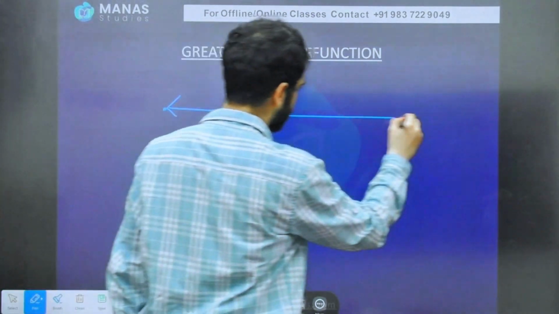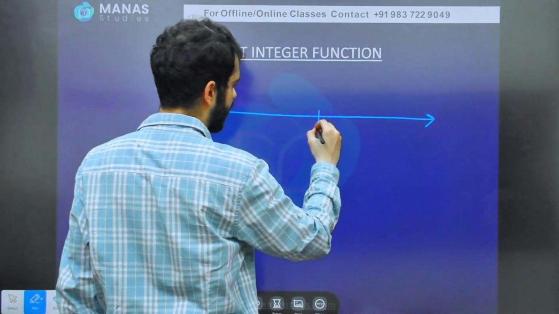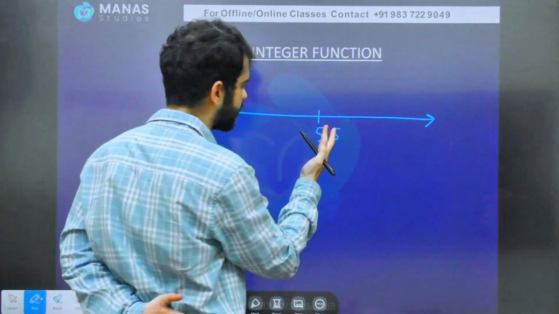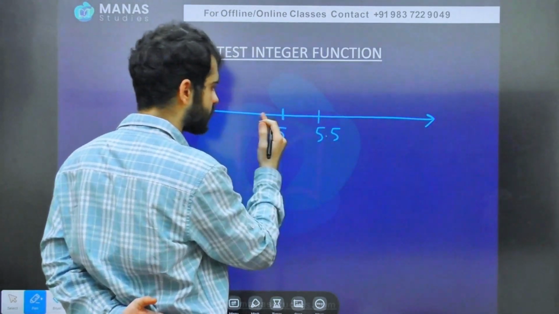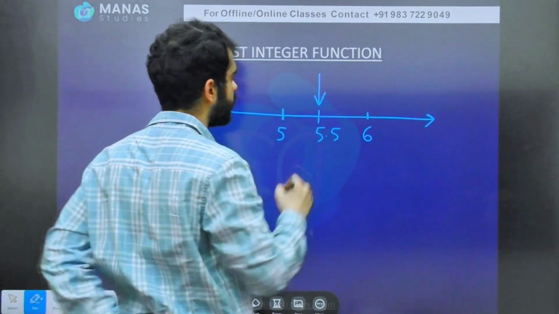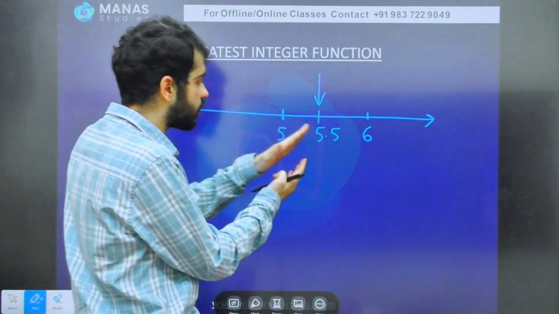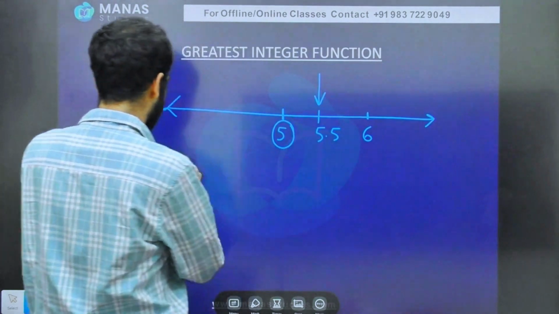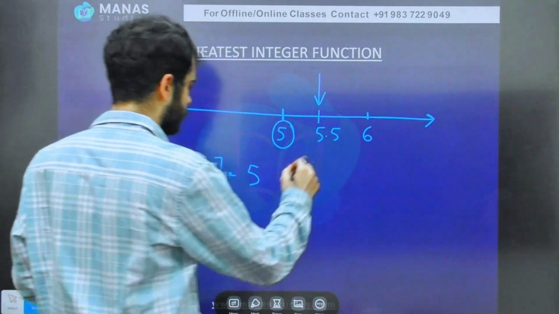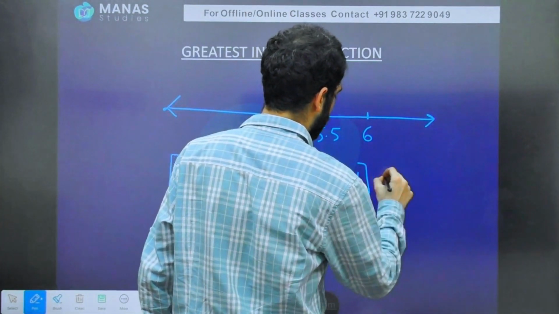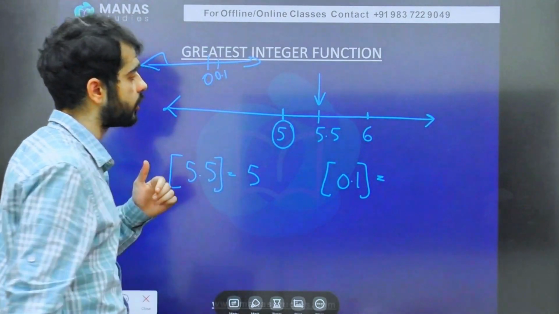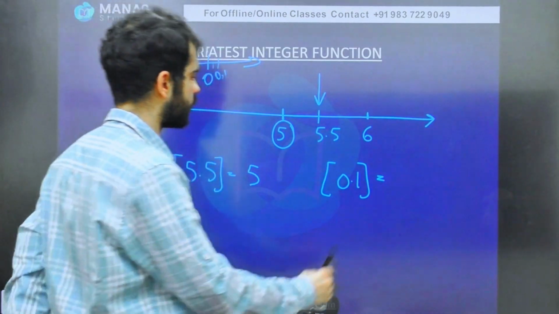To visualize what I just said, let's look at the number line. If I have a number 5.5, now I have to figure out the greatest integer up till this number. Then the greatest integer on this number line before this number is 5, and the integer after this number will be 6. So the greatest integer, that is the integer on the left hand side of this number, is 5. So the greatest integer of 5.5 will be written as 5. If I'm talking about another number which is 0.1, on the number line we have 0, and here I am going to have 0.1. So the greatest integer on the left hand side of 0.1 is going to be 0.